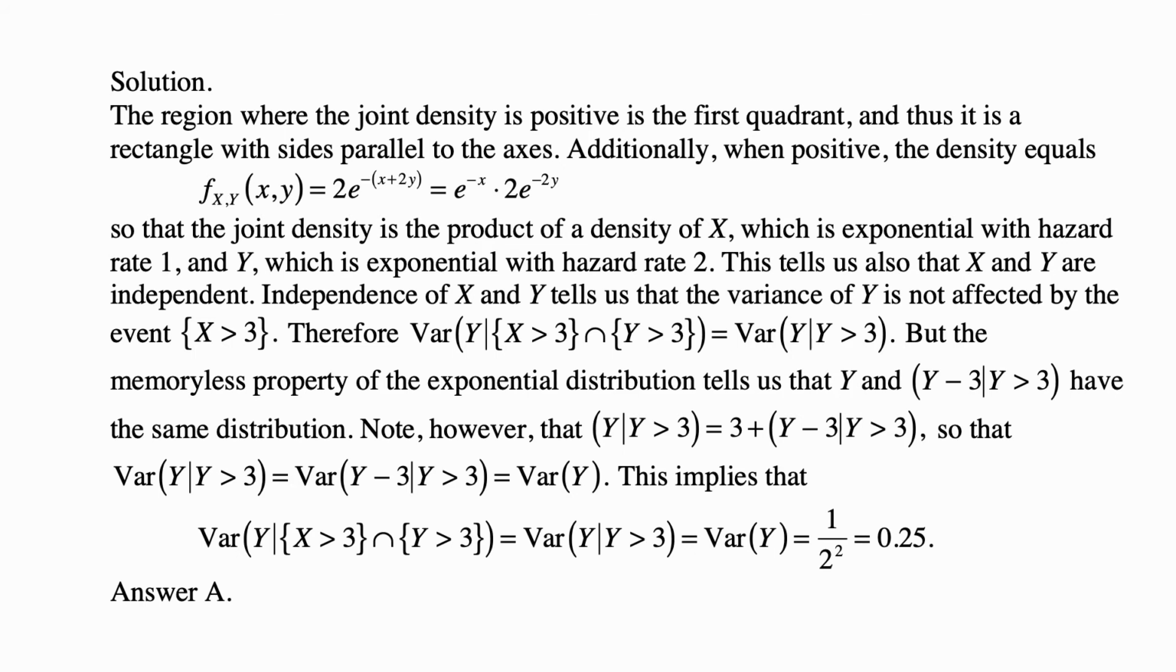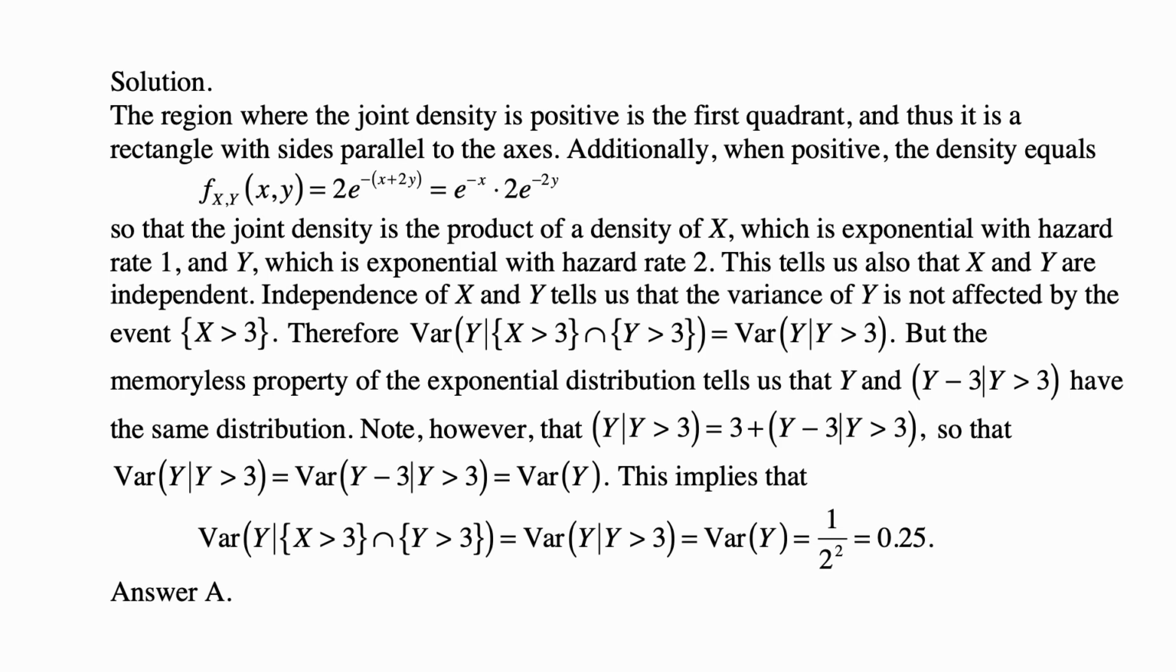Note, however, that y given that y is more than 3 is equal to 3 plus (y minus 3) given that y is more than 3, so that the variance of y given that y is more than 3 is equal to the variance of y minus 3 given that y is more than 3, because, of course, 3 has 0 variance and 0 covariance with anything. But that variance of y minus 3 given that y is more than 3 is equal to the variance of y because of the memoryless property.